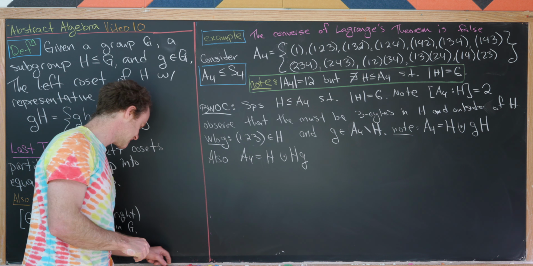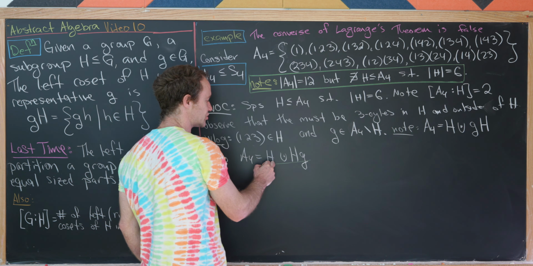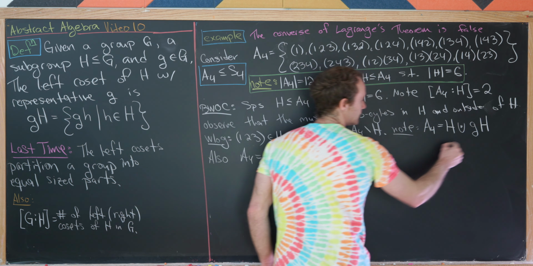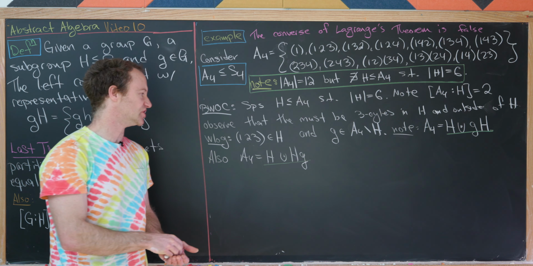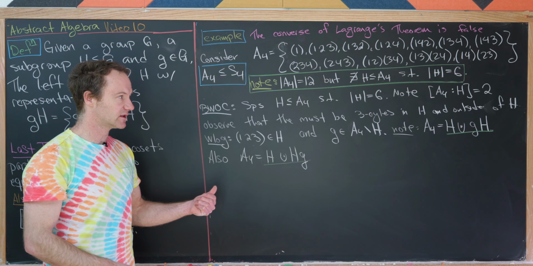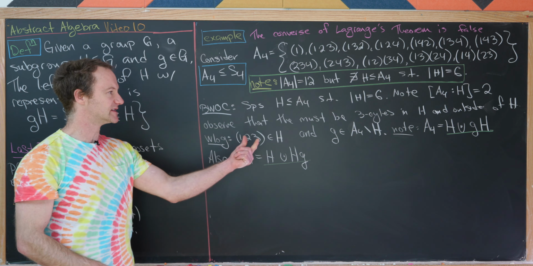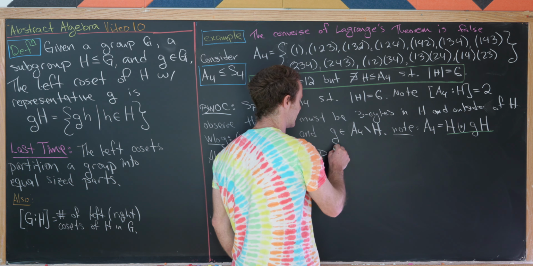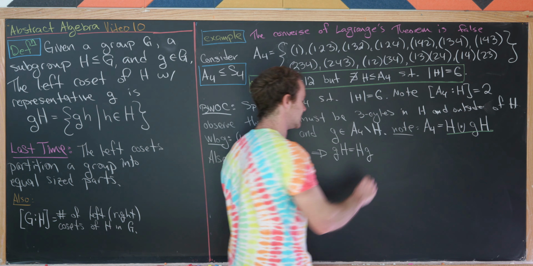Okay, but now let's compare some things. Notice we've got this decomposition, H disjoint union Hg must be equal to this disjoint union, H disjoint union gH. I think it's pretty clear that since those are both disjoint unions, they both contain H, that means the other parts also have to be equal. So here's what we have. We have gH is equal to Hg.